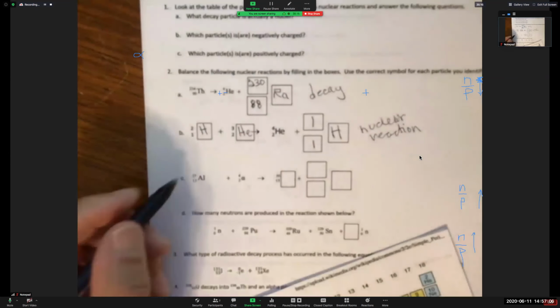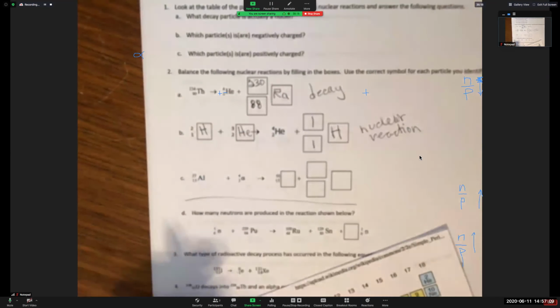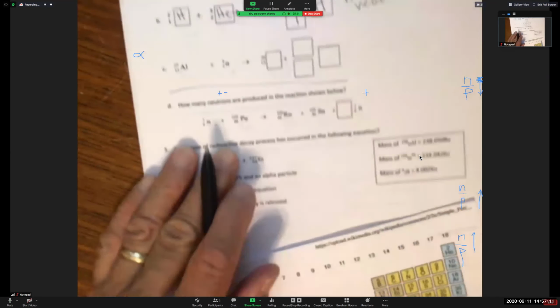I'll let you guys do this one. So you do this one on your own. Let's look at the next one.